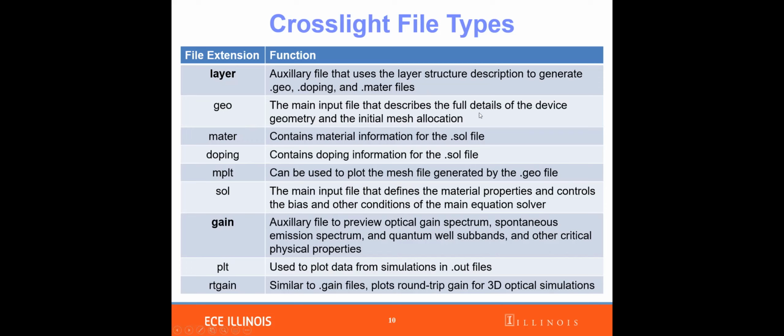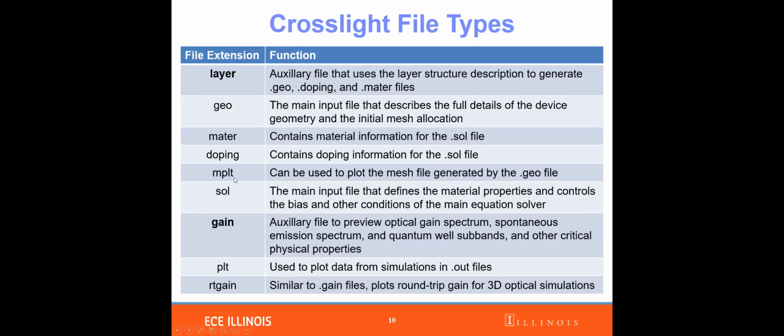So GEO stands for the description of full device geometry and the initial mesh allocation, and the material file contains material information that will be used for the solution file. I will talk about the solution file later. And the doping file contains the doping information for the solution file. So these files are more like intermediate files for Crosslight to process.